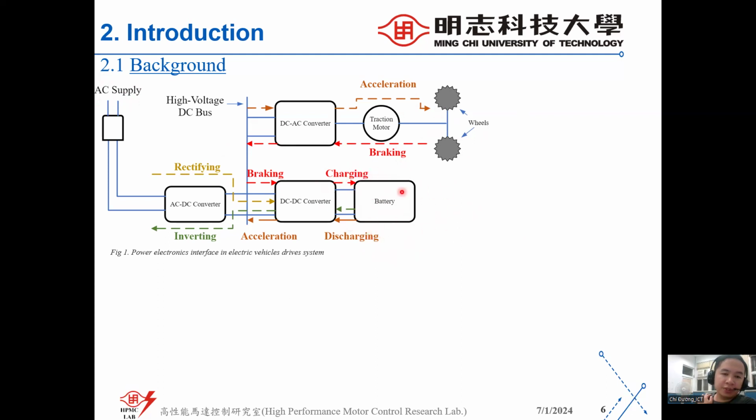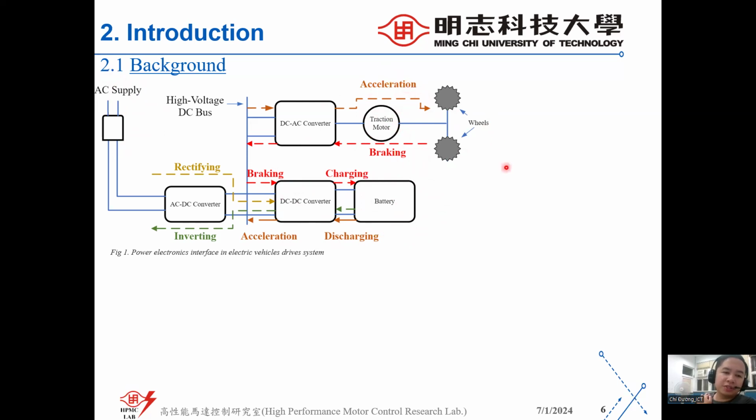With the charging of the battery, there are two ways. The first way is from the AC supply to supply the power for the battery via the DC-DC converter, and when the traction motor has a braking state, it will regenerate power for the battery. And with the discharging mode, the battery will resupply power to the AC supply through the DC-DC converter, and also supply power for the motor when the motor is in an acceleration state.